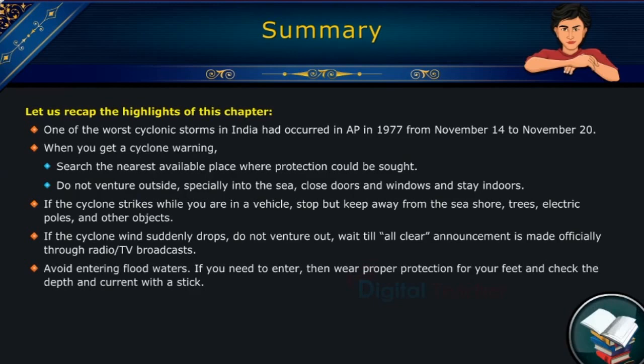Avoid entering floodwaters. If you need to enter, then wear proper protection for your feet and check the depth and current with a stick.